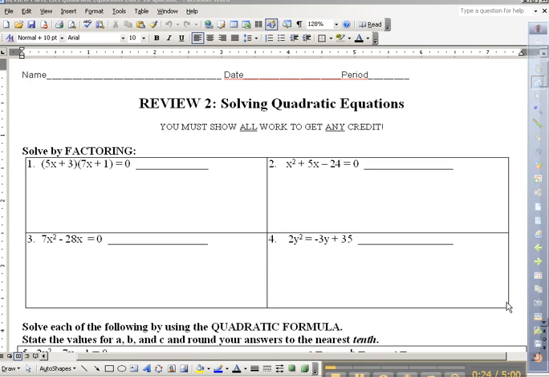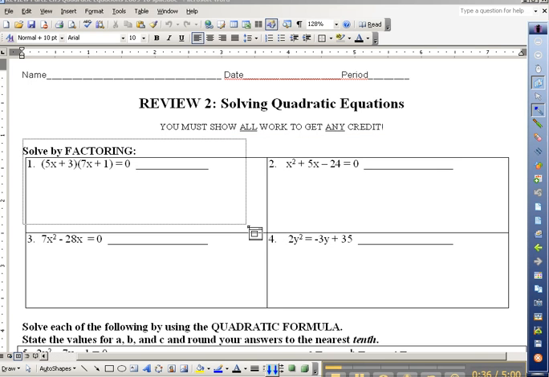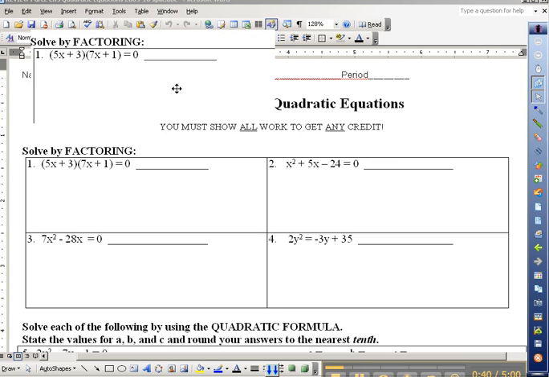Review number 2, solving quadratic equations. You must show all your work in order to get credit. All right, first one, number 1 says, solve by factoring. Number 1, 2, 3, and 4, we're going to solve by factoring.